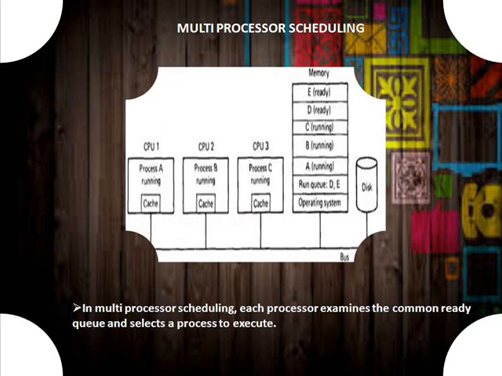Multiprocessor scheduling. In multiprocessor scheduling, each processor examines the common ready queue and selects a process to execute.